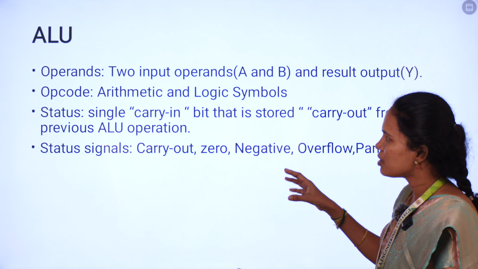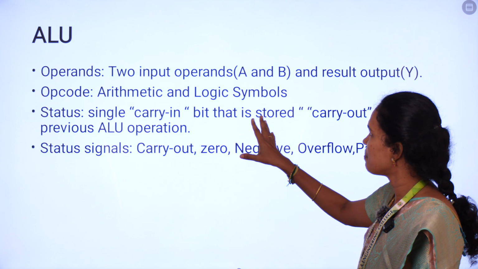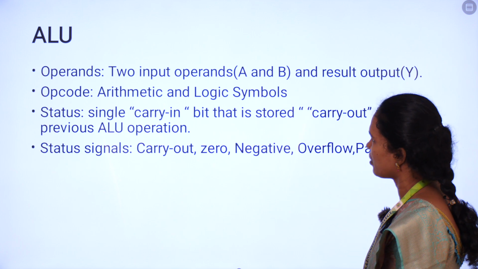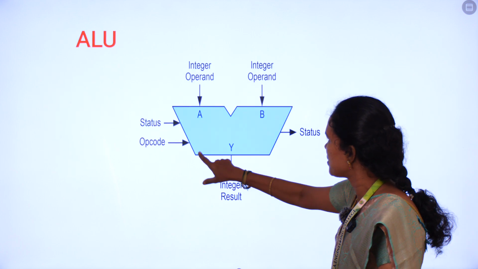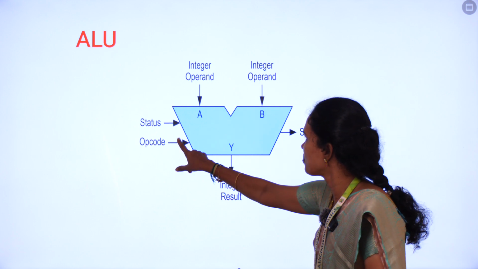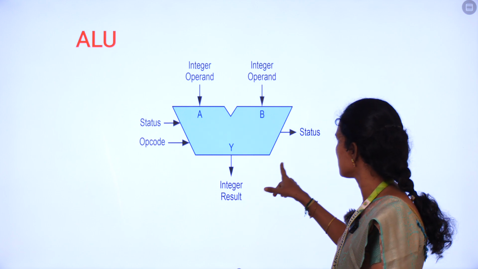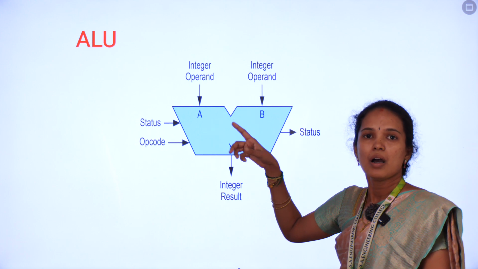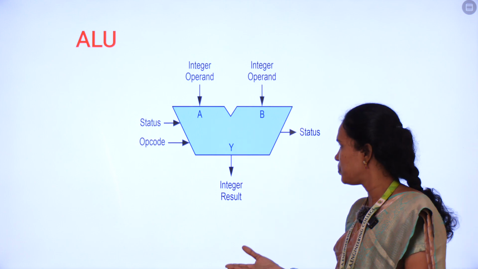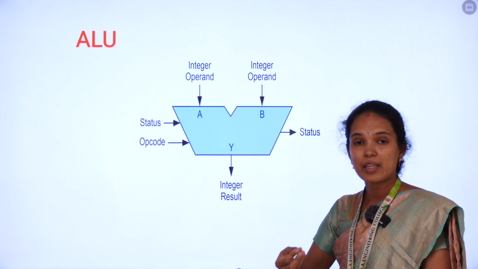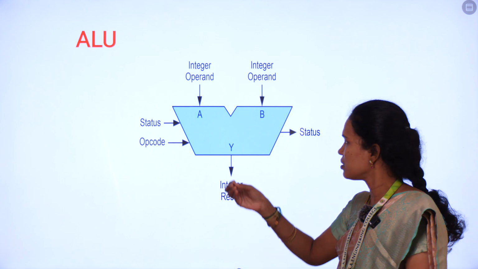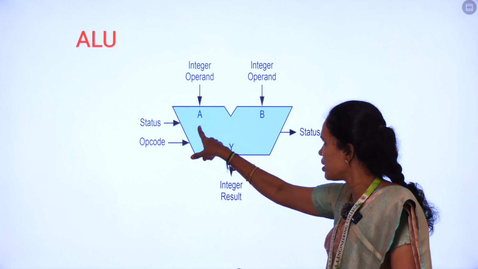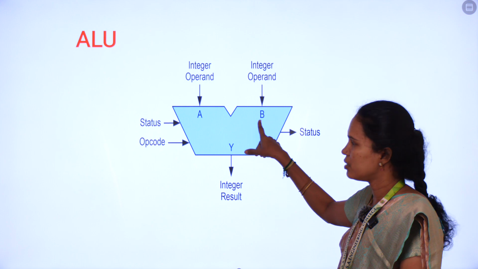Next, what are all the things that I have told you? What is operand? The two input operands are A and B and the result output is Y. So this diagrammatic explanation covers what is operand, what is opcode, what is status and what is integer result. A and B are whatever input you are giving. For example, 2 and 3 means 2 will be stored in A and 3 will be stored in B.